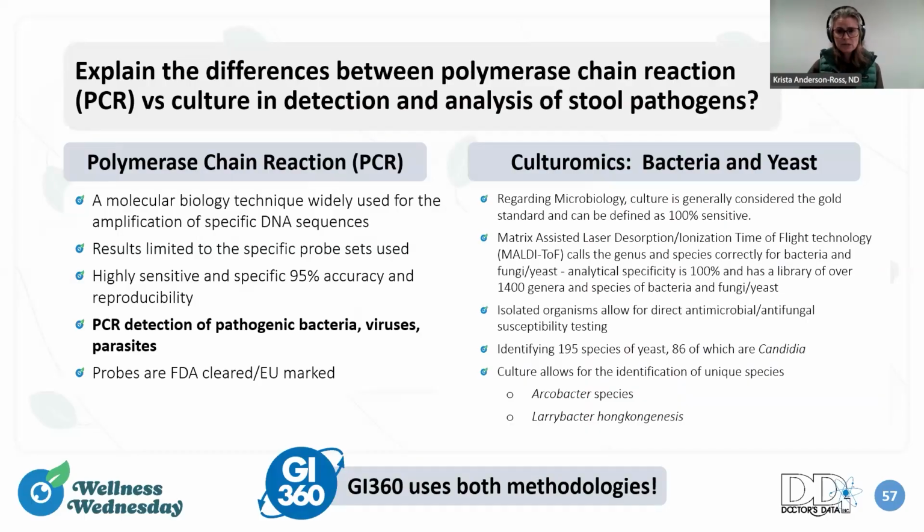We're often asked to summarize the differences between PCR and culture-based testing. PCR detects DNA in the bacteria, as well as viruses and parasites. It's fast, it's sensitive, it's reproducible, and it's very specific, while culture represents live organisms such as bacteria and yeast, which enables sensitivity testing for antimicrobial and antifungal medications and natural agents.